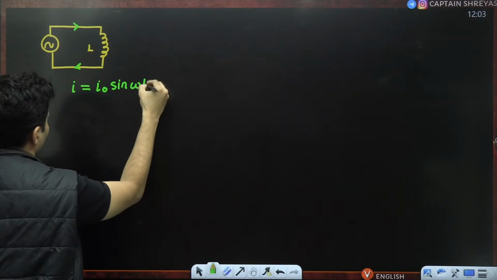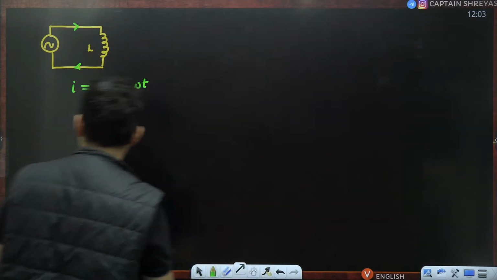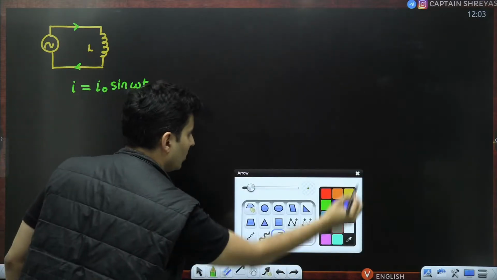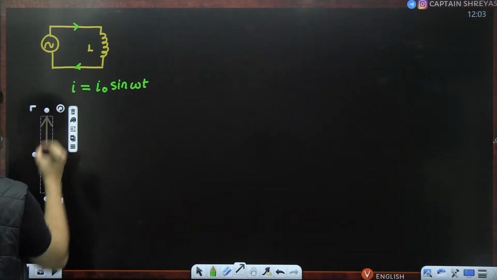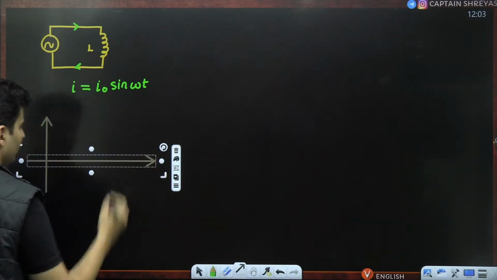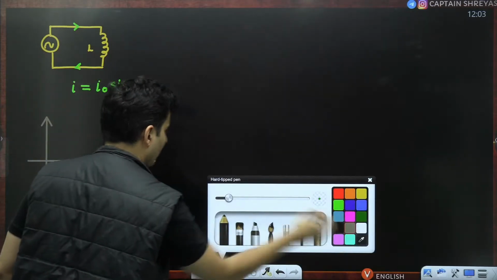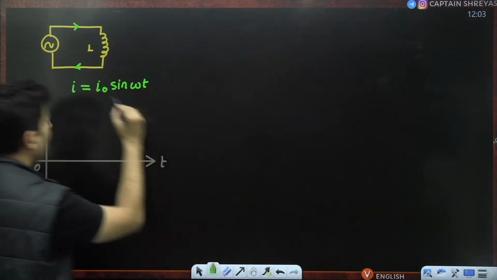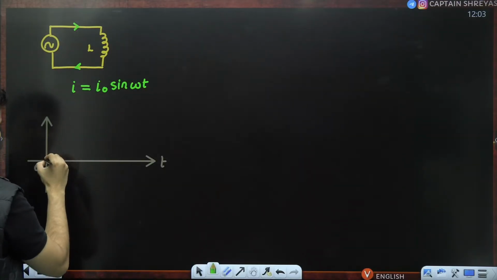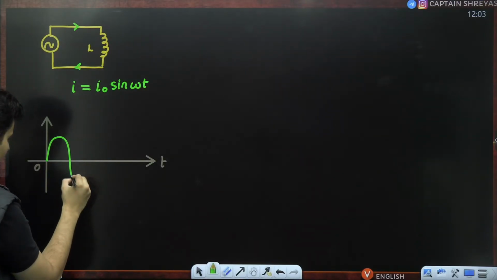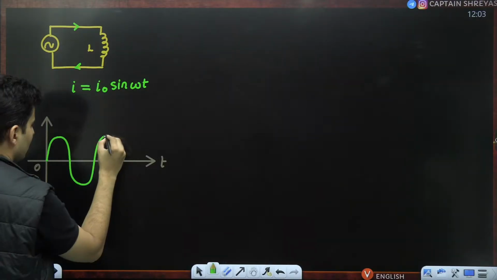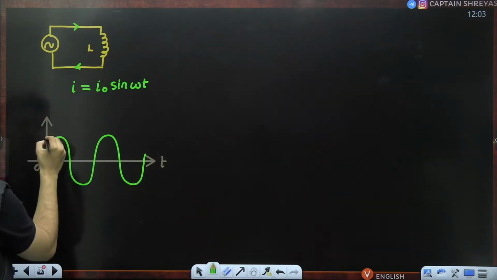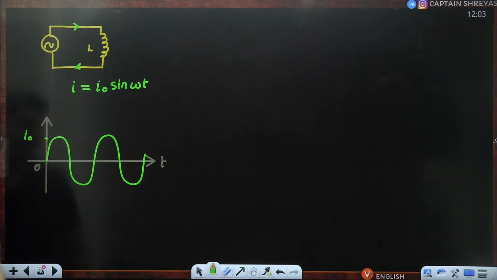Which means if I were to draw a graph, this is time for the current. Because it is a sine graph, it will start from 0, reach maximum, reach minimum, reach 0, reach maximum, 0, minimum, and this will continue. This is how it will go for the current graph.